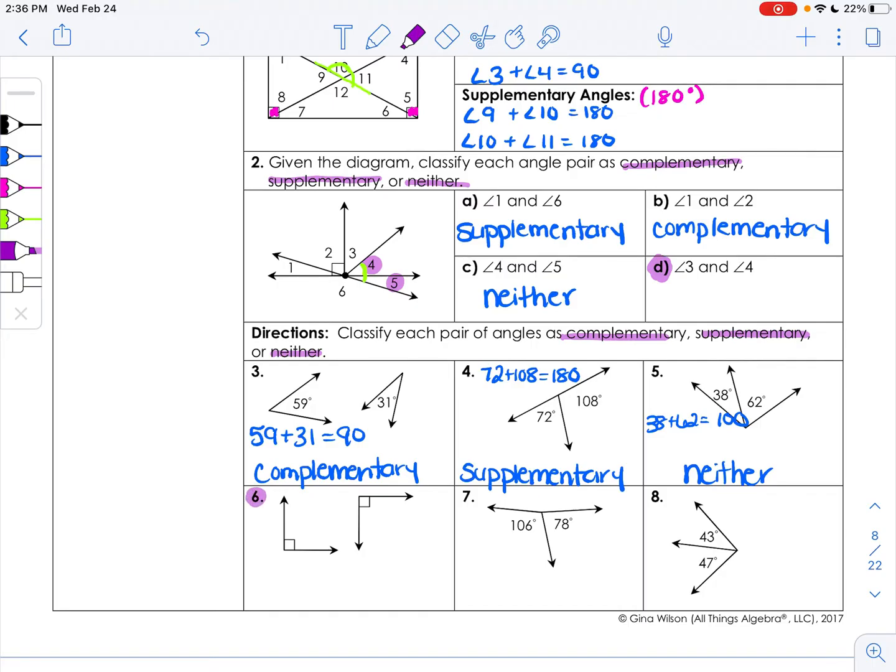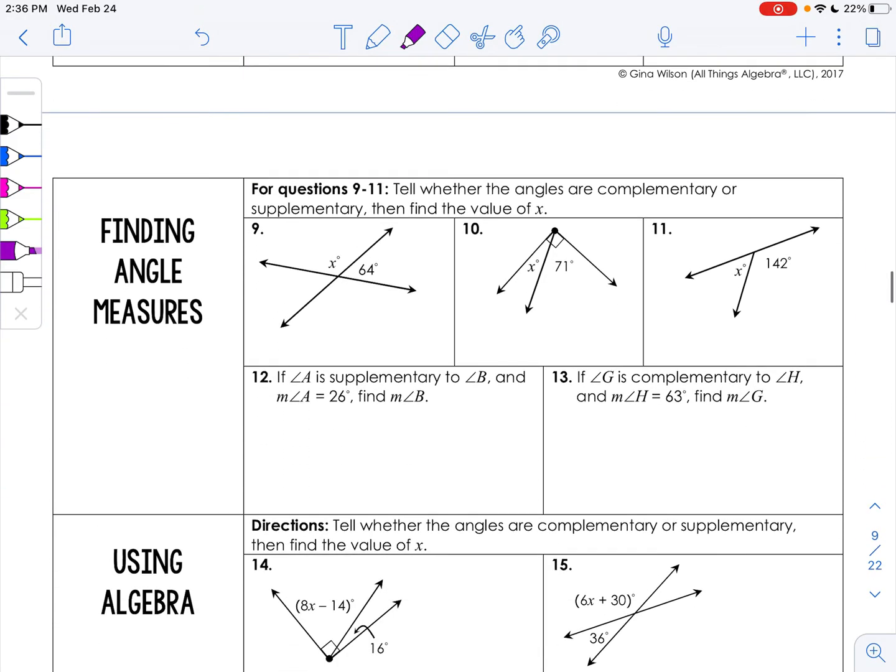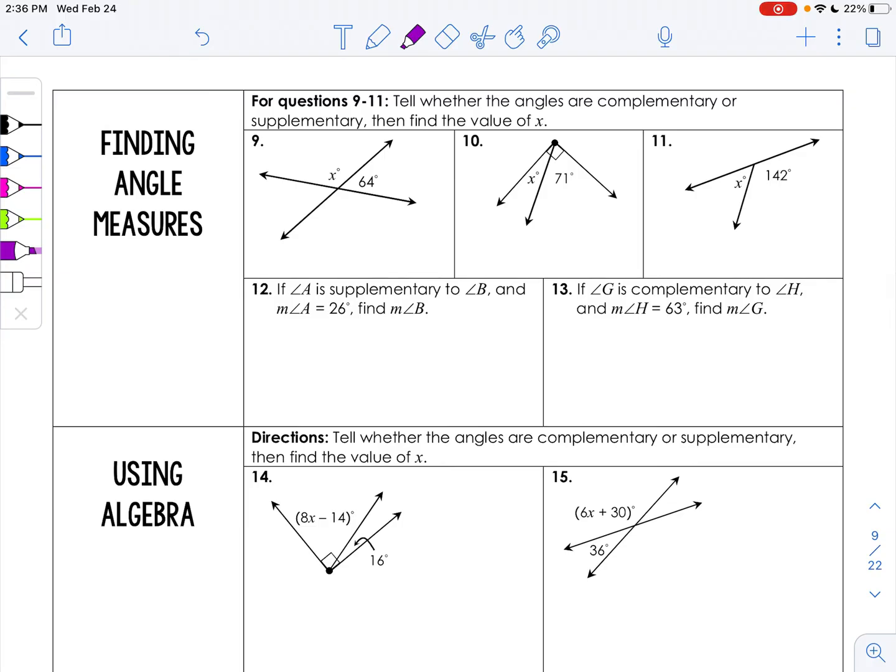Go ahead and highlight number 6, 7, and 8. Now, let's take a look at how we can use our knowledge of complementary and supplementary angles to find missing angle measures. Number 9 tells us that this angle is 64, and it wants us to find this missing angle. If I were to draw in my arcs for the two angles, I can see that together that arc makes a straight angle, which is 180 degrees. That's supplementary.